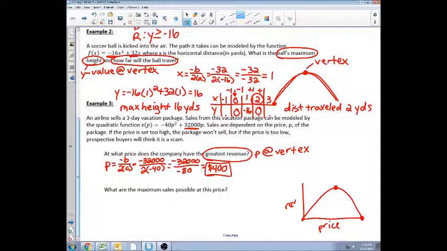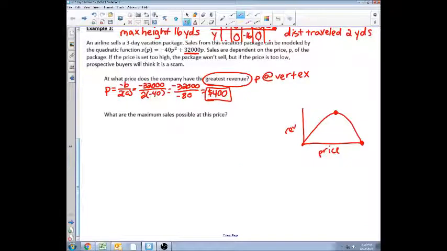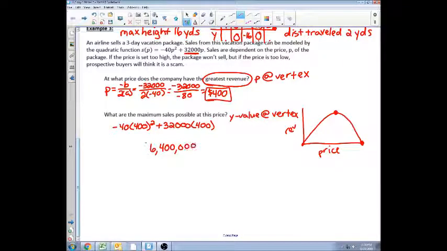What is the maximum revenue, or the maximum sales that they could possibly have with this? This would be our Y value at the vertex. So I'm just going to take my 400, put it back in for P. So it'd be negative 40 times 400 squared plus 32,000 times 400. Type that through my calculator, and I will end up with $6,400,000.